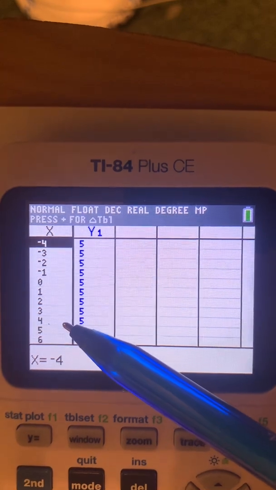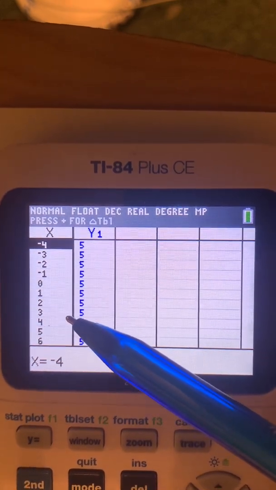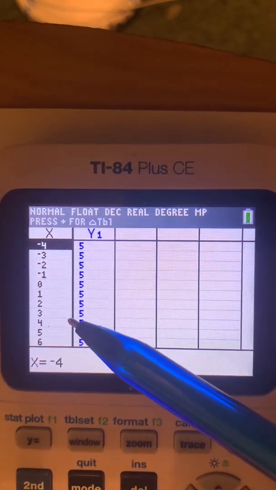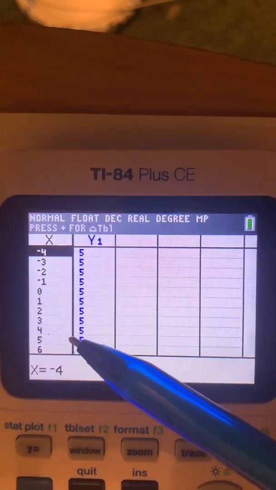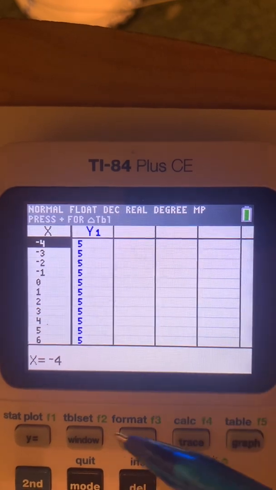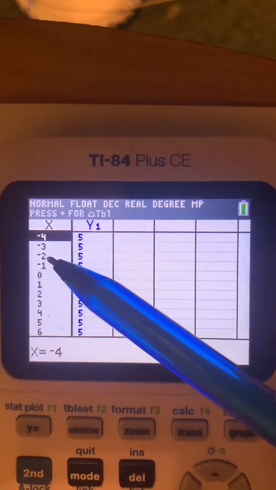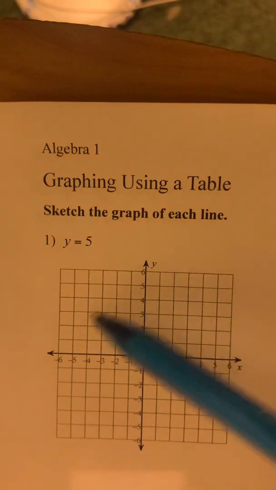Minimally, you have to plot at least 2. I recommend 3 to 5, because that way if you goof up on 1 and you have 3, then you can tell that you maybe goofed up on 1. These are all going to line up in a straight line, okay? So I'm going to take some of these points and I'm going to plot them on my graph.